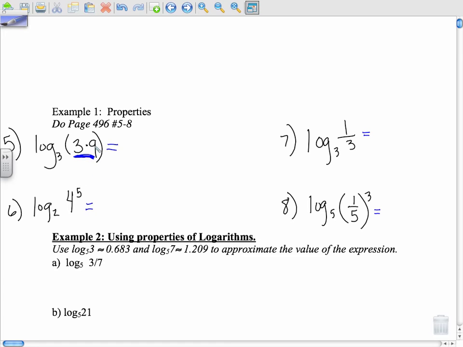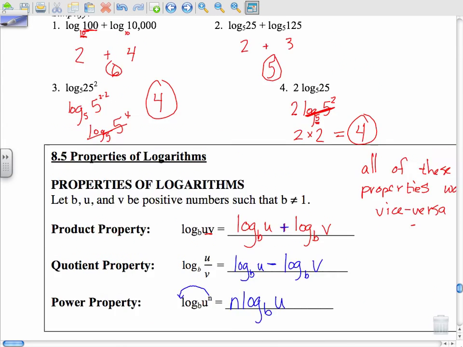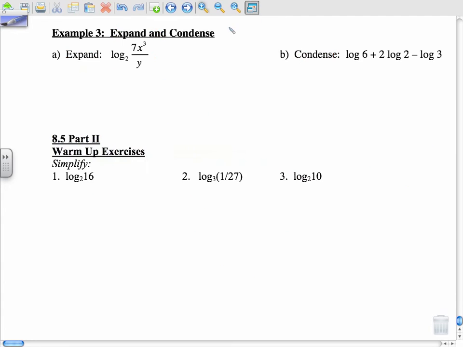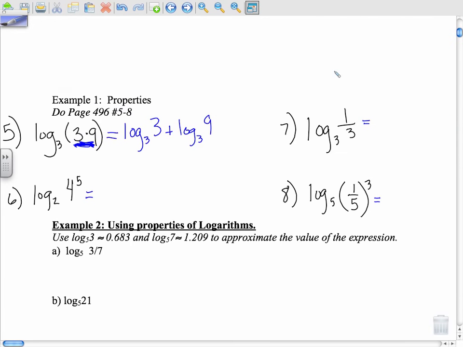I see this as being multiplication. So what I'm going to do is split this multiplication into addition using the same log and using these 2 numbers here. So I'm going to split this 1 logarithm into 2. I'm going to split it into log base 3 of 3 plus log base 3 of 9. Because this is multiplication, if I go back a page and scroll all the way down, multiplication here turns into addition. That's where I'm getting this plus right here.